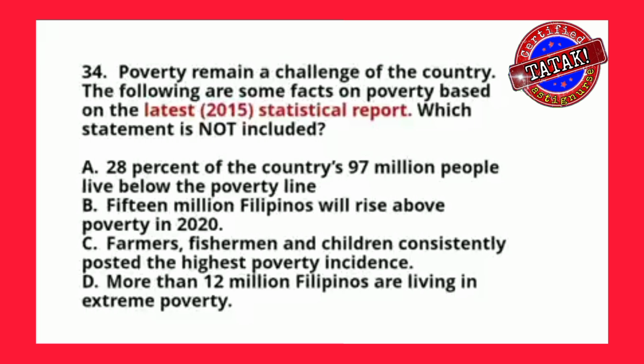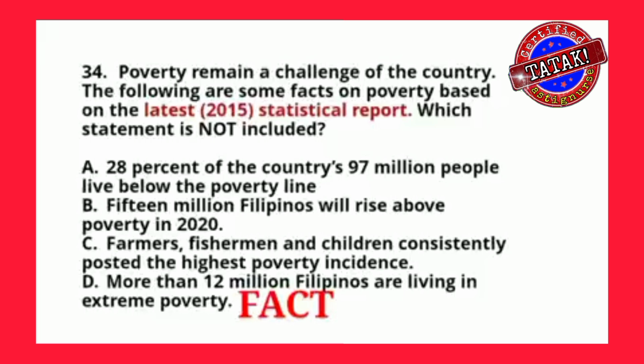So sabi sa letter A, 28% of the country's 97 million people live below the poverty line. Letter B naman, 15 million Filipinos will rise above poverty in 2020. Letter C naman, farmers, fishermen, and children consistently posted the highest poverty incidents. And sa letter D naman, more than 12 million Filipinos are living in extreme poverty. So, alin dito yung mga facts? Okay? Ang fact dito is letter D. More than 12 million Filipinos are living in extreme poverty.